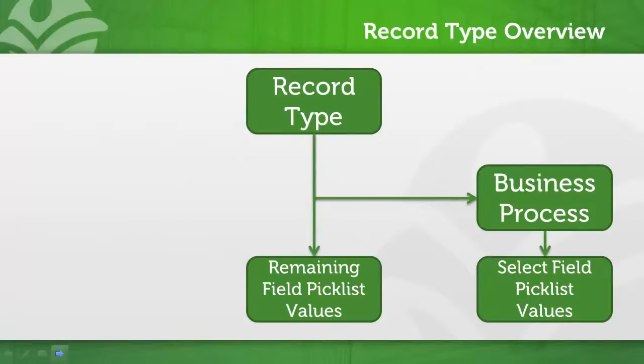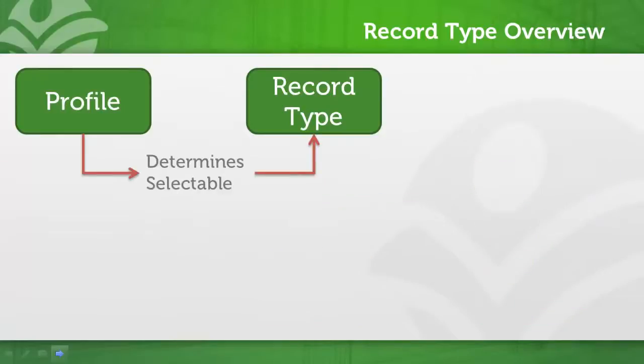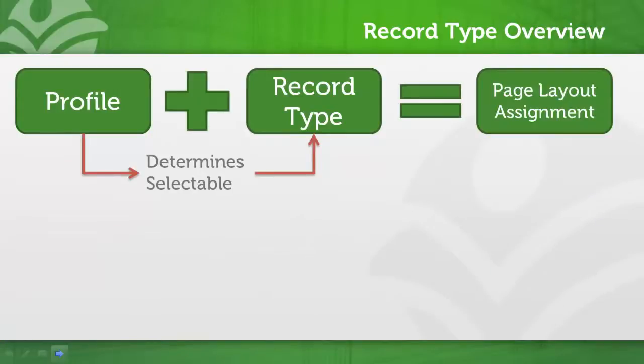This includes those pick list fields determined by business processes, as the record type determines which business process is selected. The user's profile determines which record type a user can select, and the combination of the user's profile and the record type of the record itself determines which page layout the user is assigned.